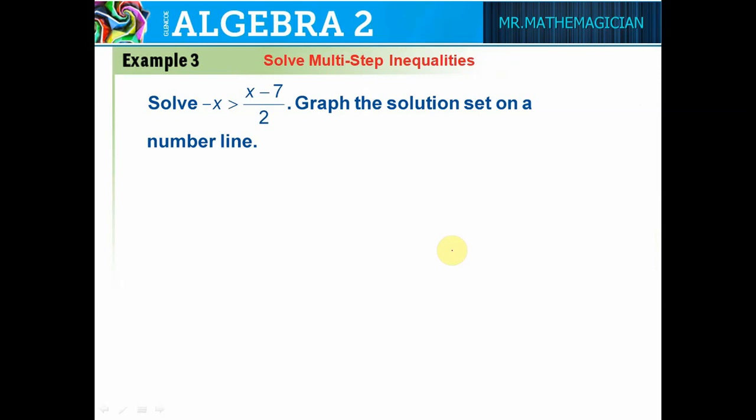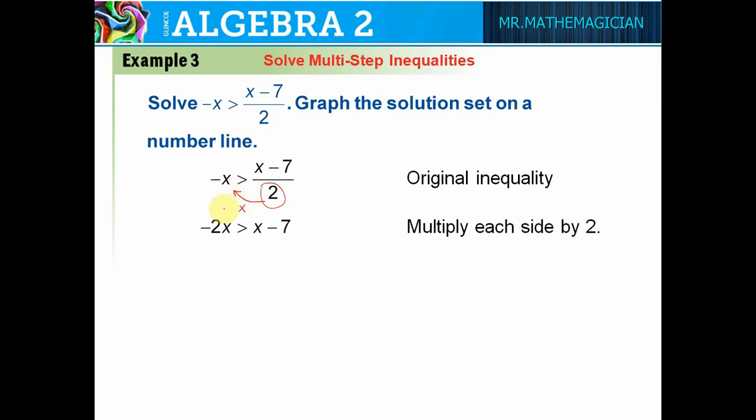Another example. Solve negative x greater than (x minus 7) over 2. Graph the solution set on a number line. This is the original inequality. And of course we need to get rid of this number. This number is a divisor, so we can multiply to the other side. So it will be negative 2x greater than x minus 7, multiplying each side by 2. That's why this 2 disappeared, because it is multiplied by the other side.